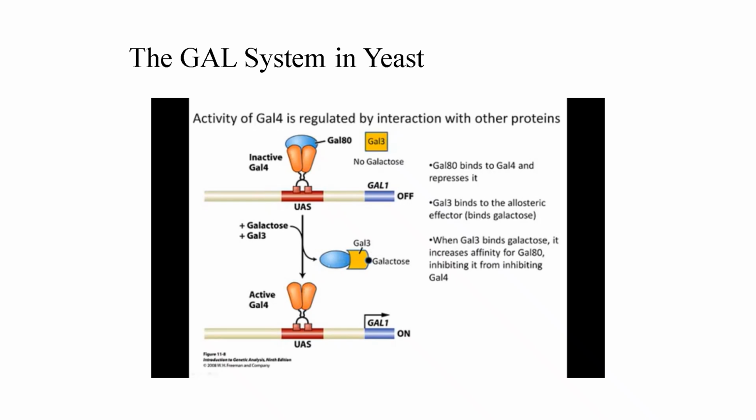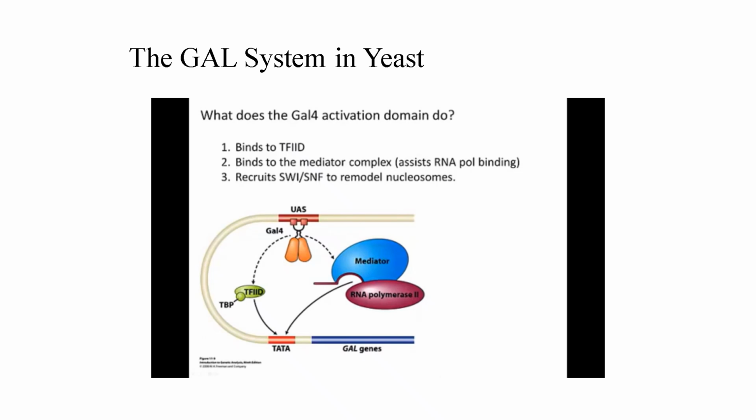And so GAL80 gets bound to GAL3 and gets pulled off of that GAL4 transcriptional activator. Okay, this is now free to activate those nearby GAL genes. So what does the GAL4 activation domain actually do in order to activate transcription?